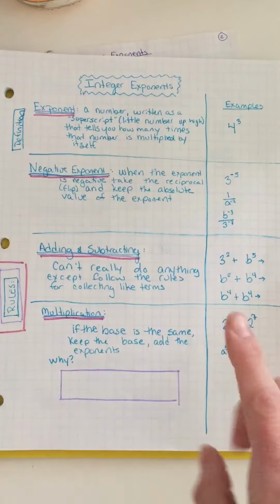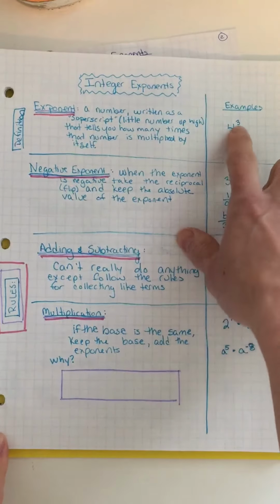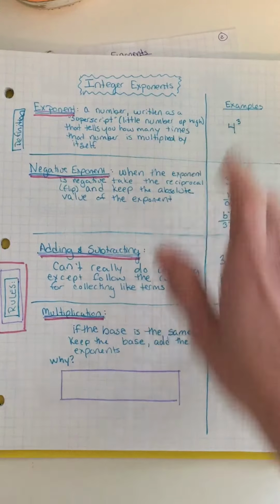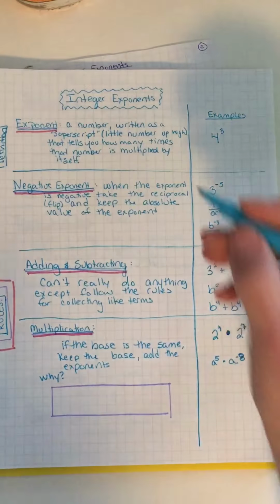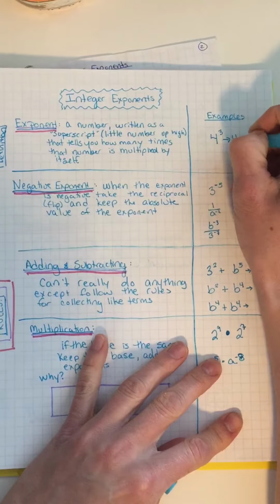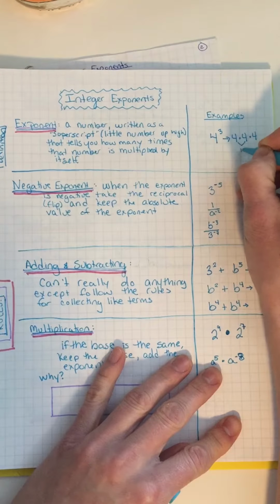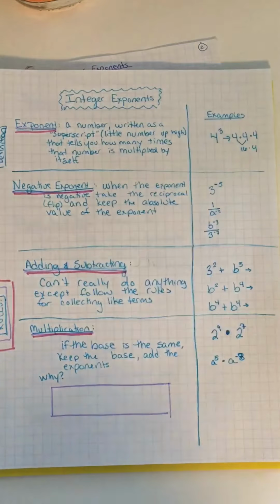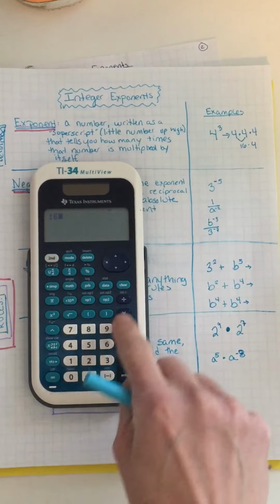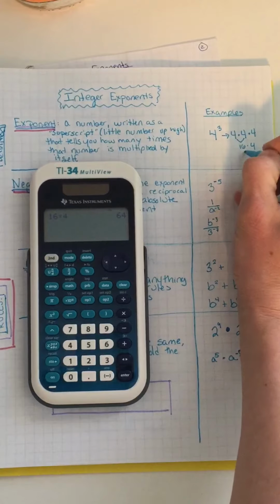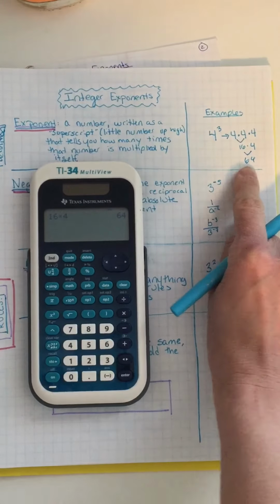Okay, so the first thing, what is an exponent? An exponent is the little number that is written as a superscript, which means the little tiny number that's up high next to the number, and it tells you how many times you're going to multiply that number by itself. So, for example, this means 4 times 4 times 4. 4 times 4 is 16. 16 times 4, I don't know offhand. I'm going to cheat and use my calculator. 16 times 4 is 64. So 4 to the third power is 64.